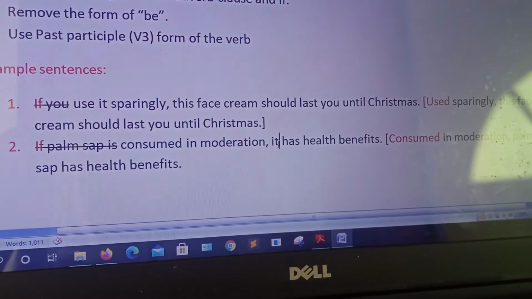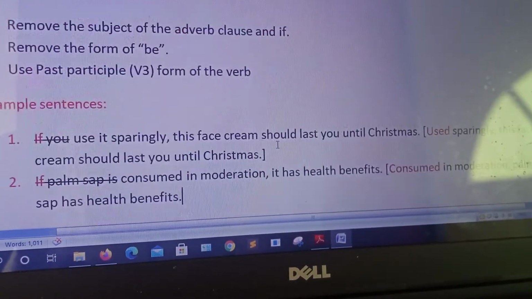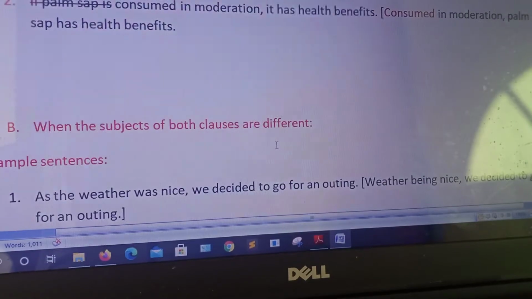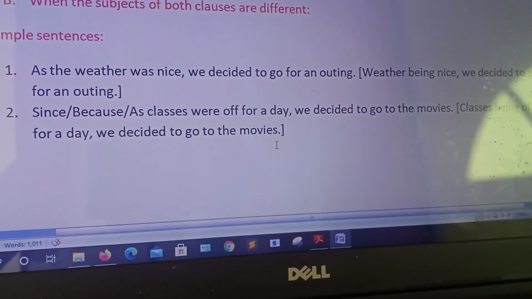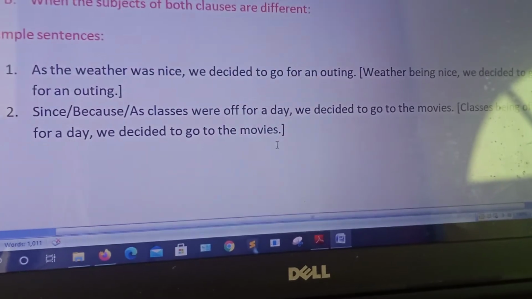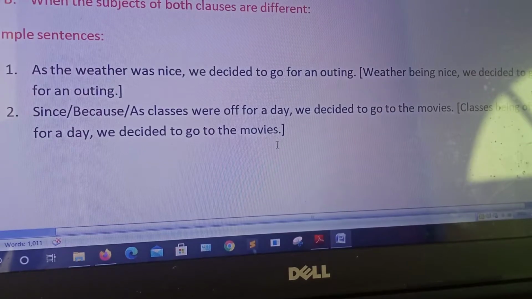So it is about reduction of adverb clauses of condition. These four types of adverb clauses are now over. Now move to the exception part. Till now we have been dealing with sentences which have two clauses and both of them have the same subject.